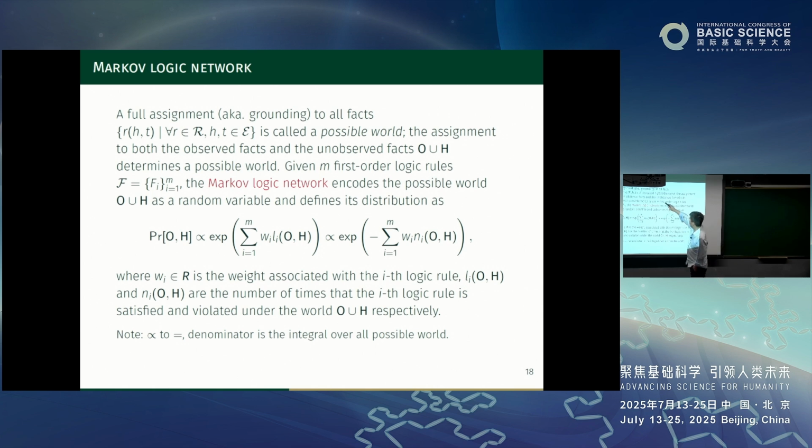Given m first-order logic rules, you can have many rules, right? The Markov logic network encodes the possible world, the observed facts, and the hidden facts as random variables, and defines distributions as this one. Here, wi is some kind of weight. If you are 100% sure this rule is true, it's a hard rule, and this weight is large. Some rules are sometimes true, sometimes not. Then this weight can be small.